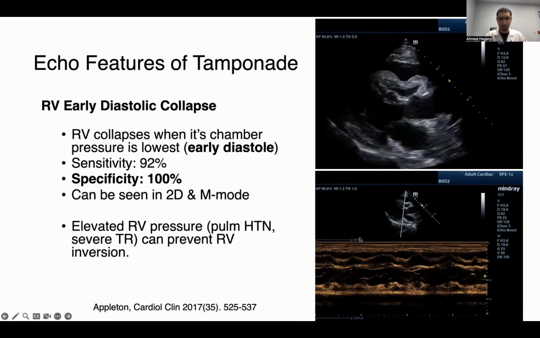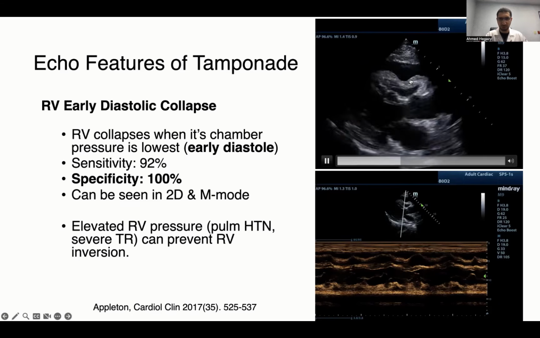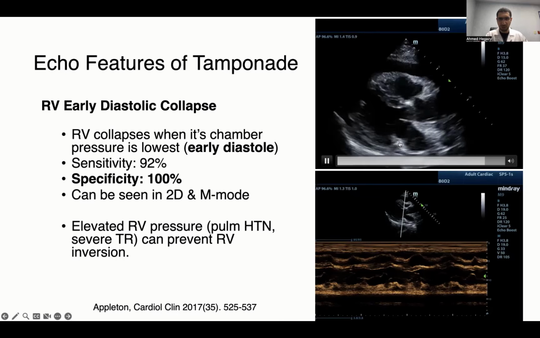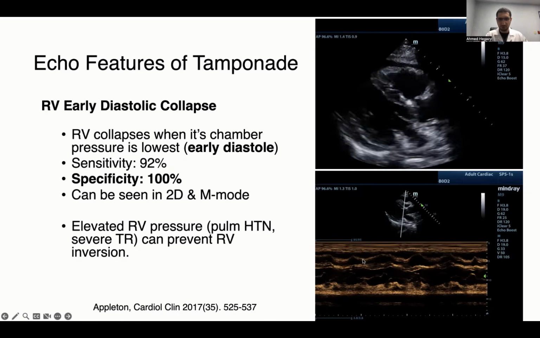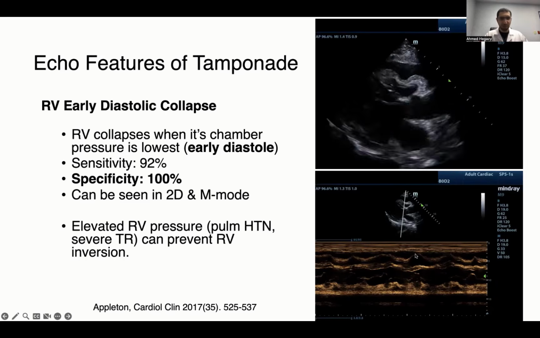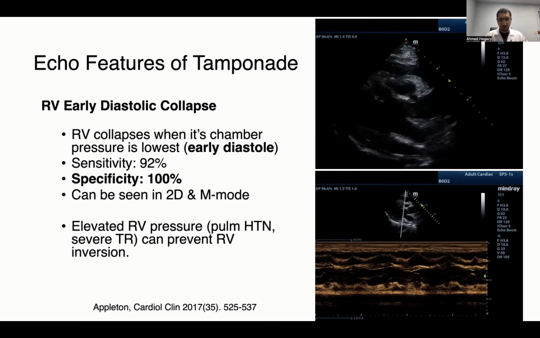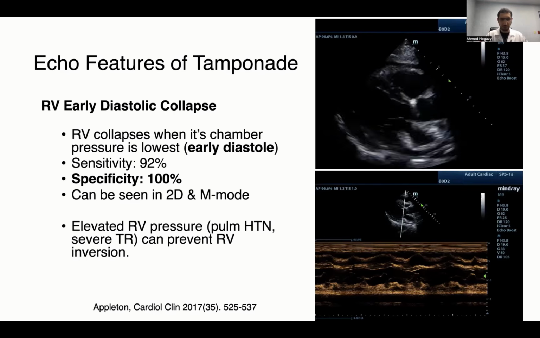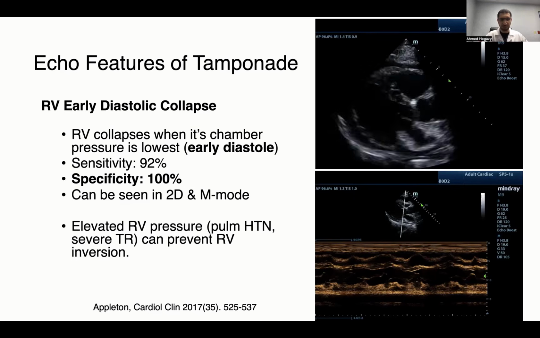We can see it usually in 2D mode. You can see here there is an inversion of the right atrial free wall. And if we do M mode, we will see here that the right ventricular free wall is collapsing during diastole. Elevated right ventricular pressure at baseline, like in patients with pulmonary hypertension or severe tricuspid regurgitation, can prevent the right ventricle from collapsing.